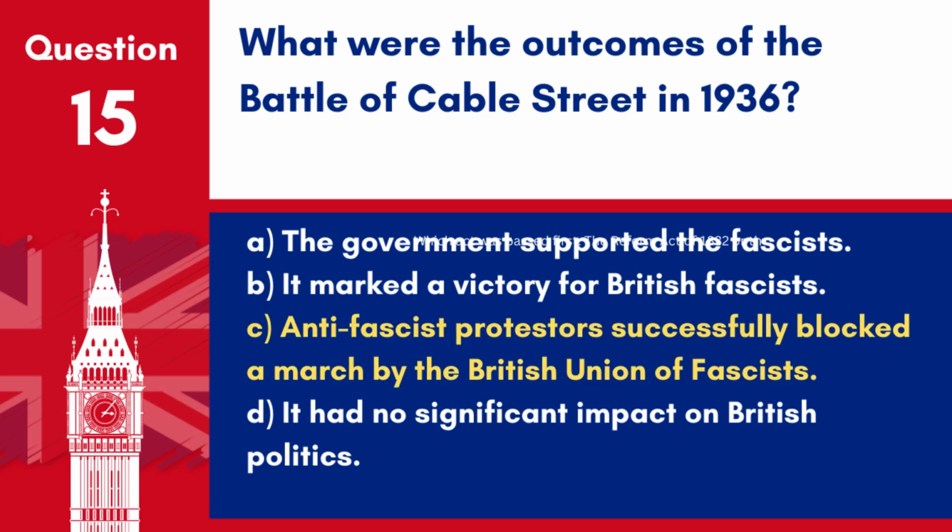Answer. C. Anti-fascist protesters successfully blocked a march by the British Union of Fascists. The Battle of Cable Street in 1936 in London was significant as it saw organised resistance by anti-fascist groups successfully preventing a march by the British Union of Fascists, led by Oswald Mosley.